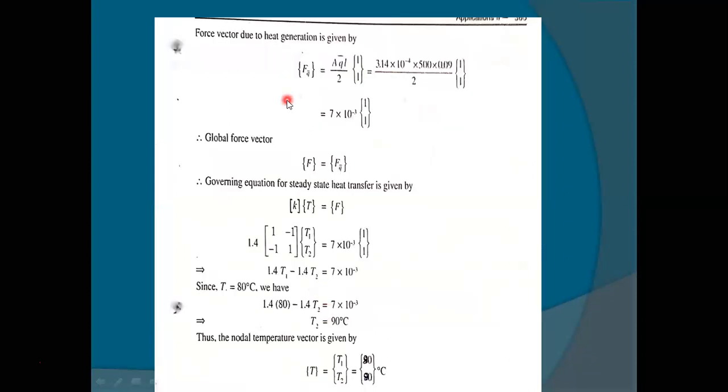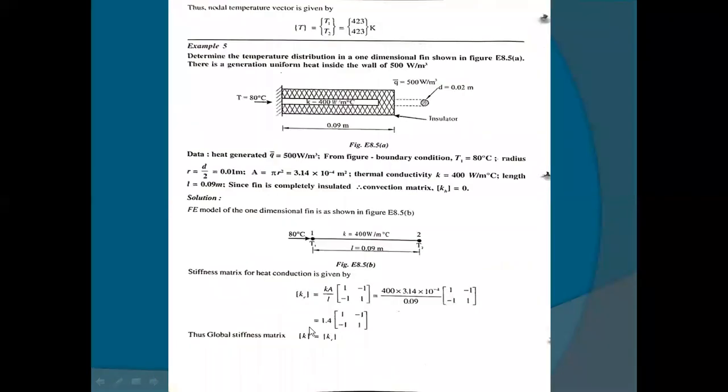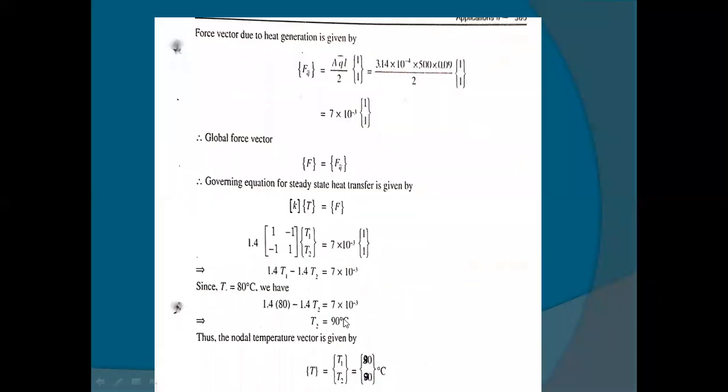Next we are going to calculate the force matrix, the force vector due to heat generated. This is the formula: A Q dash L divided by 2 times [1; 1]. We have already calculated the K matrix. We have calculated A. Q dash is the given heat generated, and L divided by 2. Then we will get the force matrix.